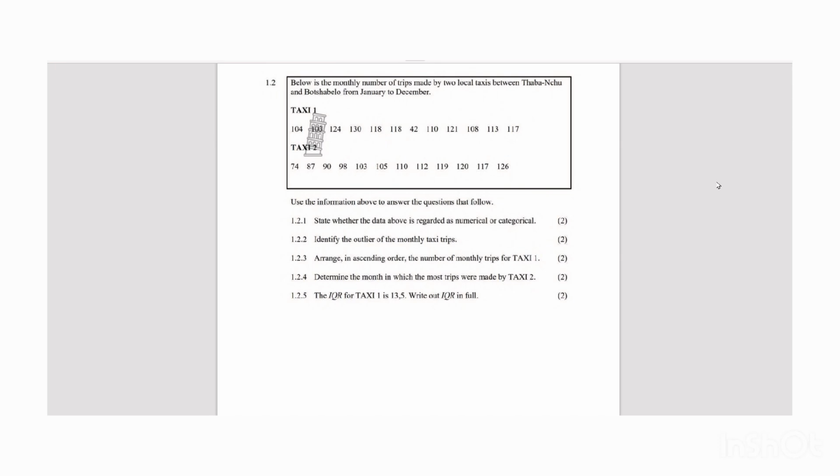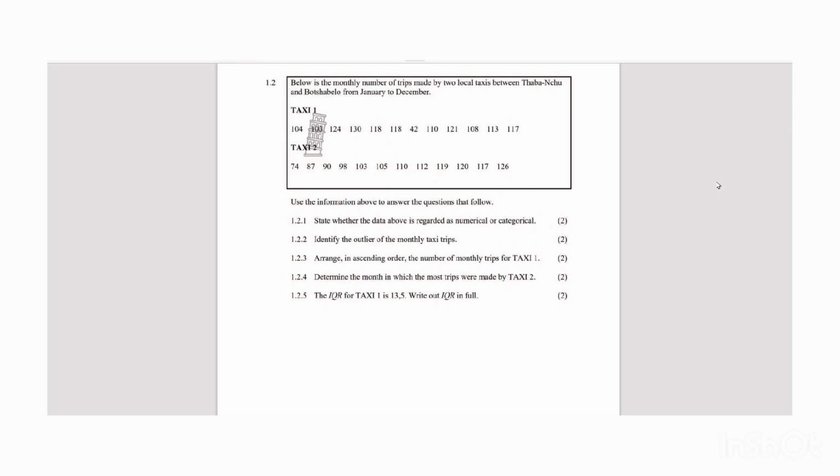And then if you look at the amounts for taxi 2, we have amounts ranging from 74 up to 126, which are not really spread apart as much. If we were to draw a ruler or a number line and put dots to represent each number, you would see where the points are outlying. So I would say the outlier would be number 42, or 42 monthly trips is the outlier.